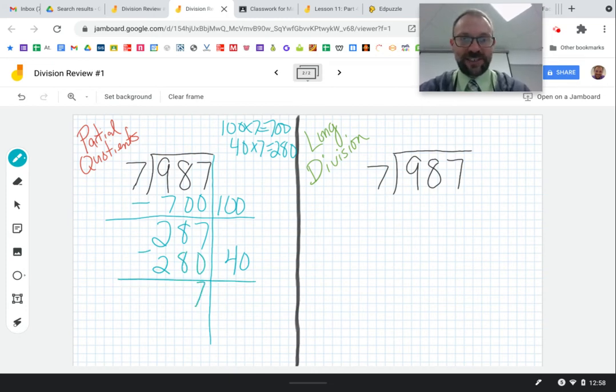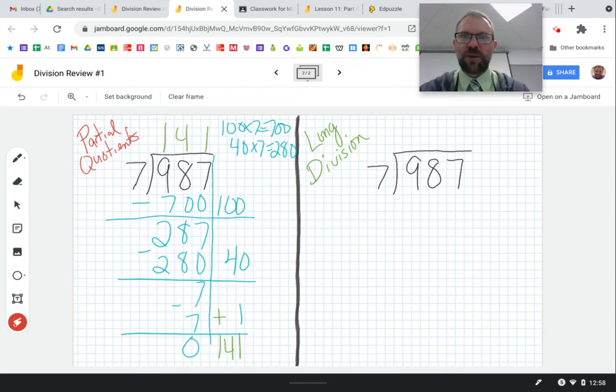And that leaves me with just 7 Legos left over, from which I can make one more group. And one group of 7 is 7. I can subtract that and get no remainder. So that leaves me with, let's see here, let me go with green. 100 plus 40 plus 1 is 141. This is my final quotient. So when I'm done multiplying over here, I should have a quotient of 141, shouldn't I?